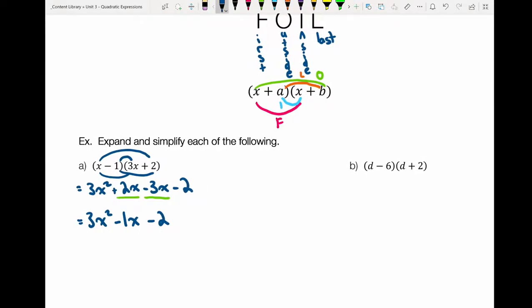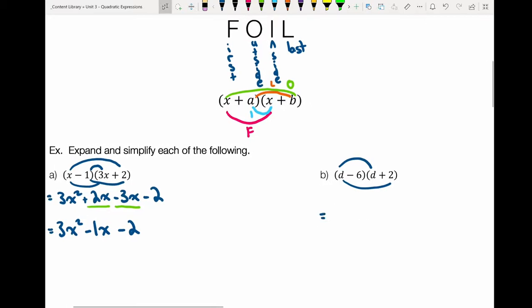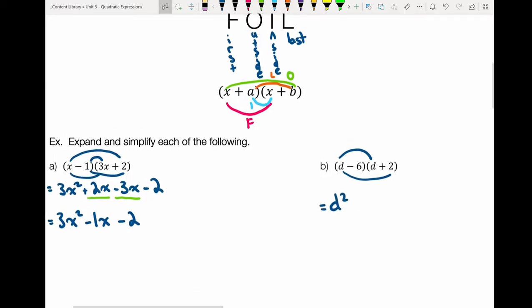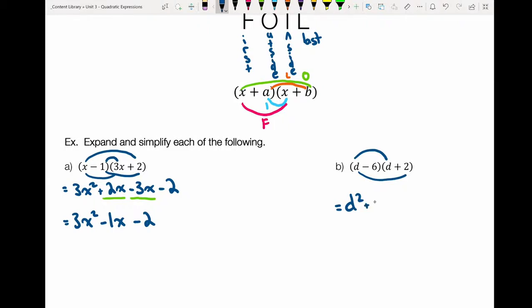For b, we're going to do the exact same thing. First, so d times d becomes d squared. Then our outside, d times 2, or positive 2d it becomes. Then we have our inside numbers, so -6 times d, -6d. And then our last numbers, so -6 times positive 2, which is -12.